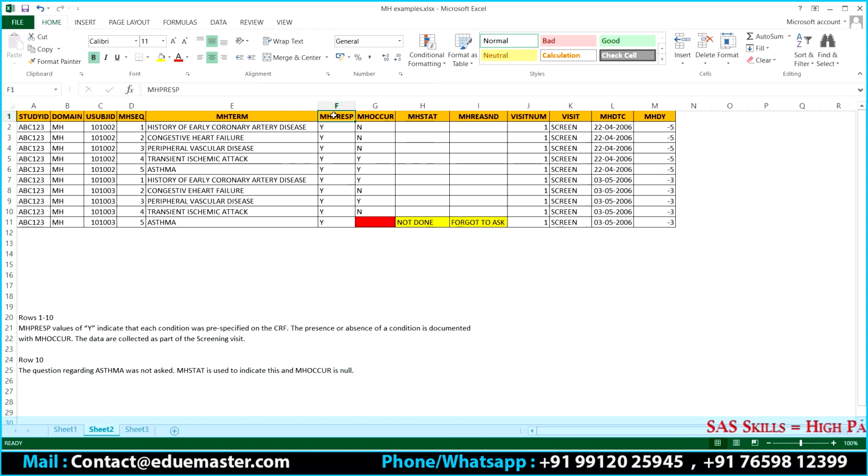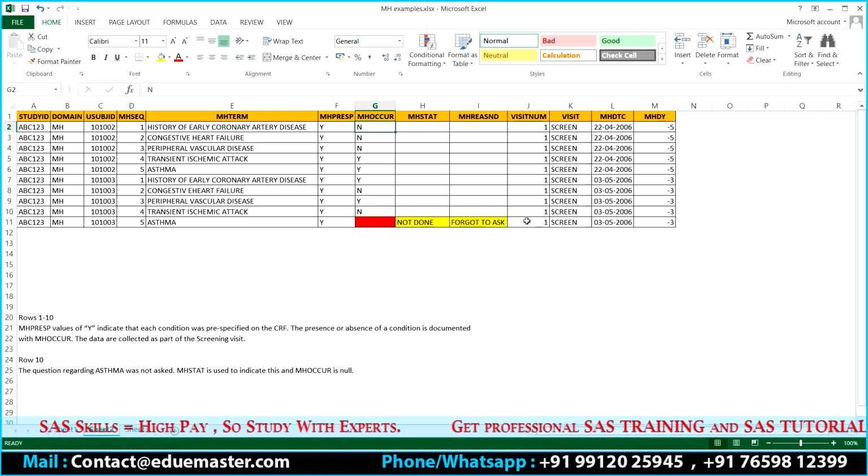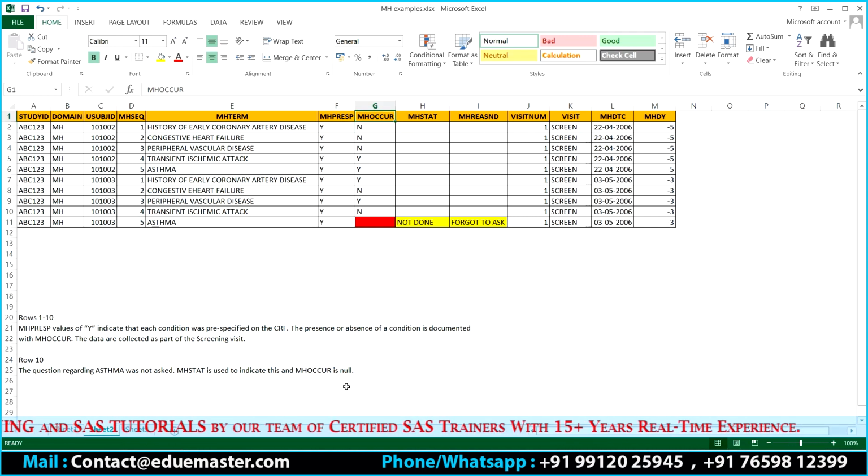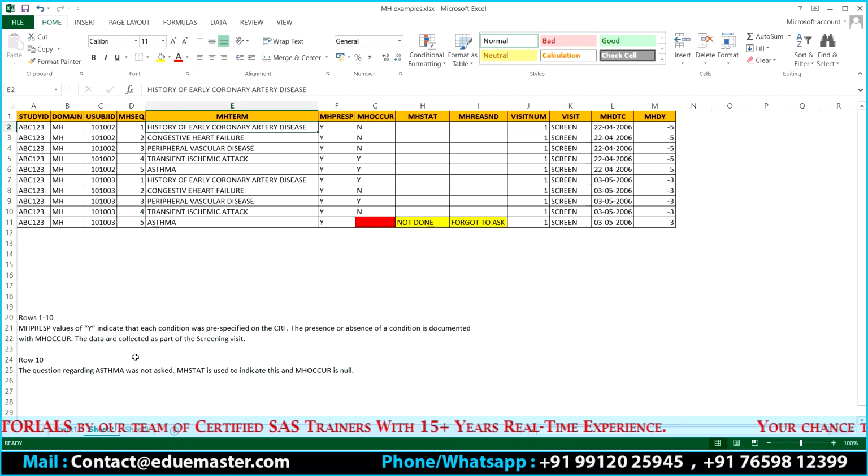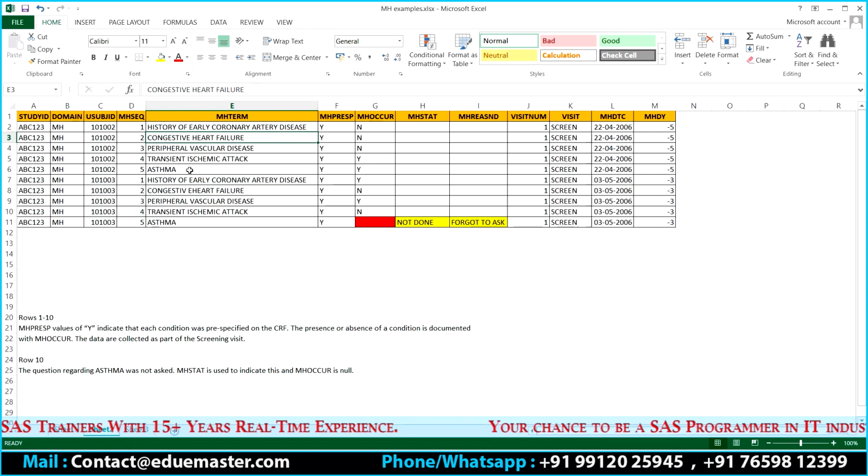And here you can see the pre-specified. All of them are pre-specified in your CRF. And here you can see the medical history occurrence. You mean to say whether these will be occurring events, right? If it is documented, we are going to document them in the occurrence. Meaning, this one is going to be artery disease. Here is going to be heart failure, right? And then you have peripheral vascular disease.